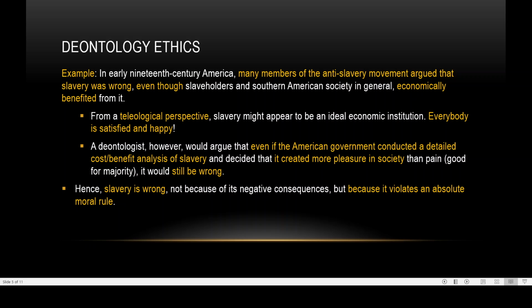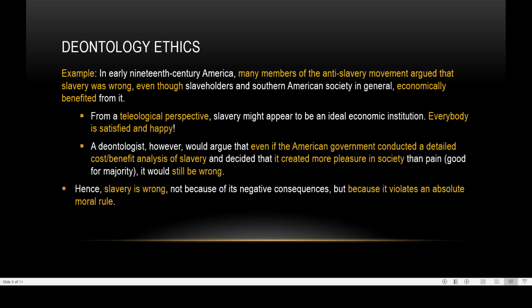Let us look at an example. In the 19th century in the USA, many members of the anti-slavery movement argued that slavery was wrong. But during that time, Southern American society was economically benefiting from slavery. We can see slavery from two dimensions: a teleological or consequential perspective, and a deontological perspective. From a teleological perspective, slavery might appear ideal because there is economic growth. The greatest good for the greatest number of people, more people are being benefited.